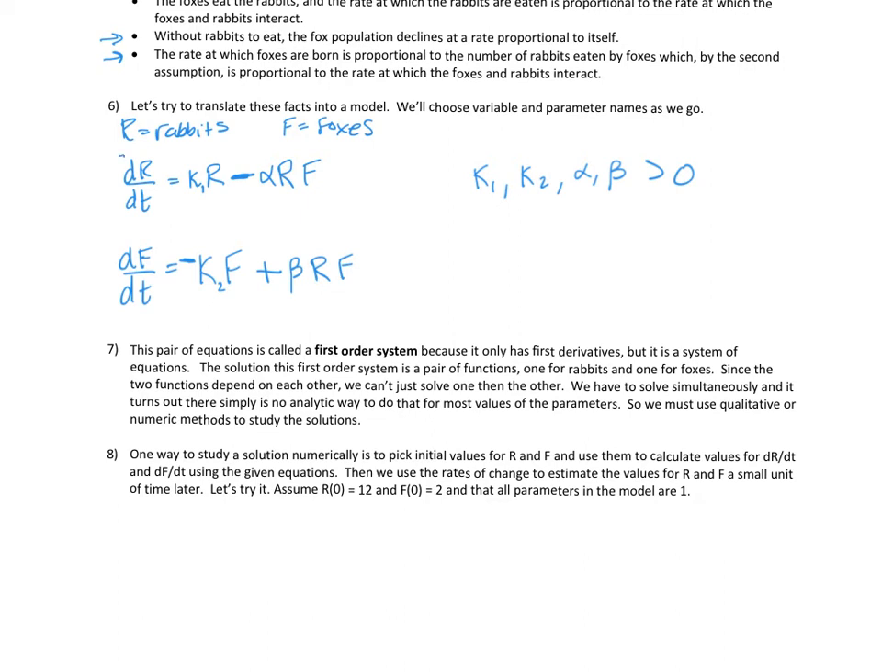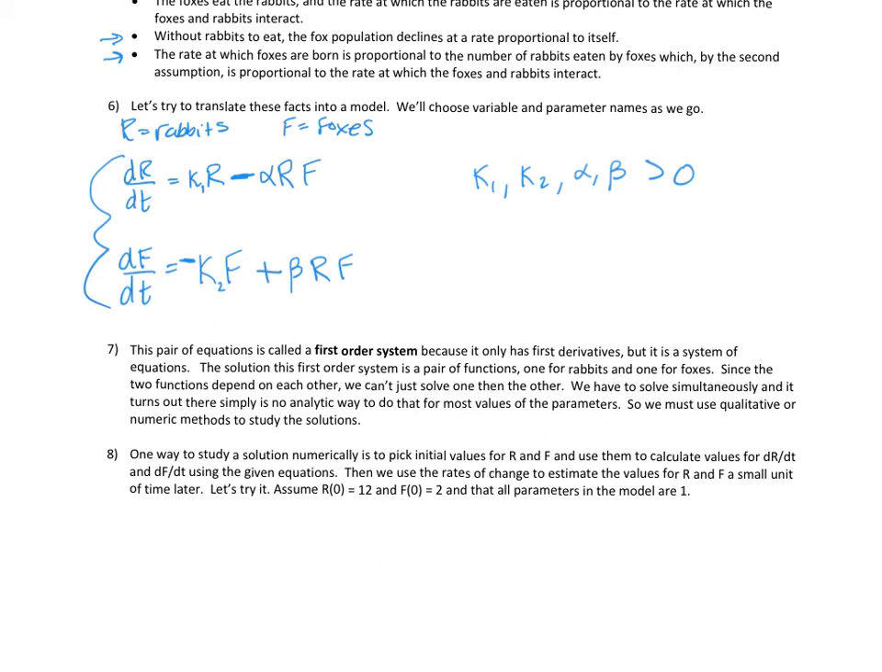So this pair of equations right here, it's called a first order system. It's first order because it only has first derivatives. It's a system of equations because there is more than one. The solution to this first order system is a pair of functions, one for rabbits, one for foxes. Since the two functions depend on each other, you can't just solve one and then the other. You have to solve them simultaneously. And it turns out there's simply no analytic way to do that for most values of the parameters. So we'll have to use a qualitative or a numeric method to study the solutions.